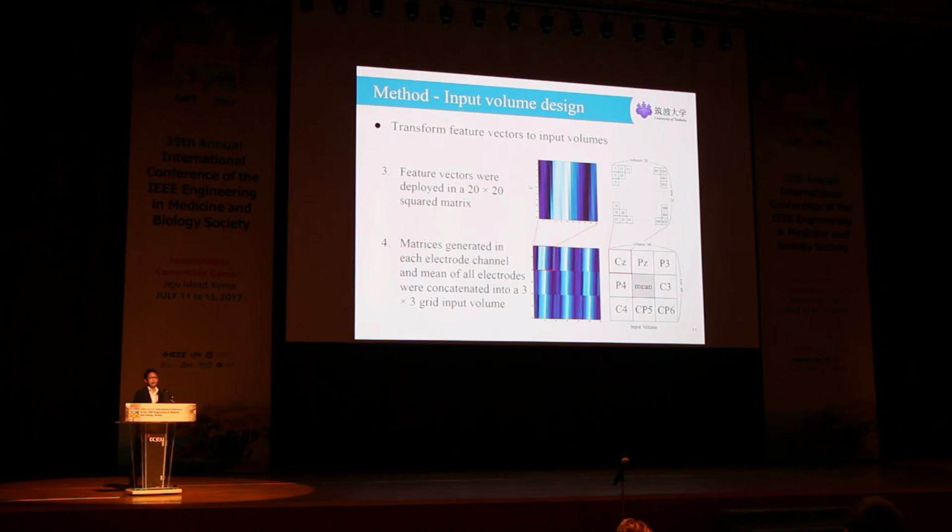Since we have attached 8 electrodes to record the EEG signals, we could create bigger input volumes by concatenating the input volume acquired from each electrode. And we also put the mean value of all the EEG electrodes on the center of the grid. So we could create 60 by 60 input volumes to input to the architecture.